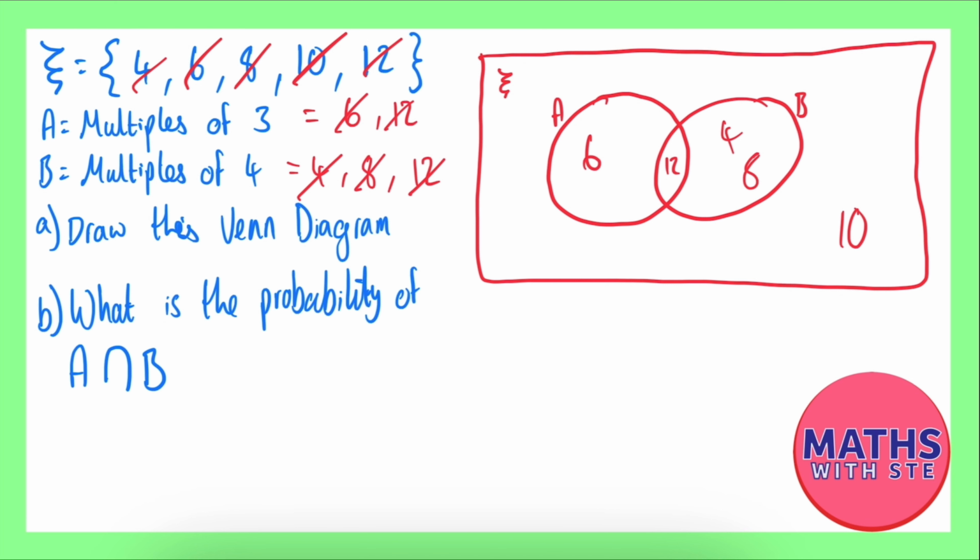Great, okay, so there's the Venn diagram done. What is the probability of A ∩ B? So it's the intersection again. Therefore, there's only one of them, isn't there? So it's just one number out of, how many is there? 1, 2, 3, 4, 5. So 1 out of 5. And that can't be simplified.